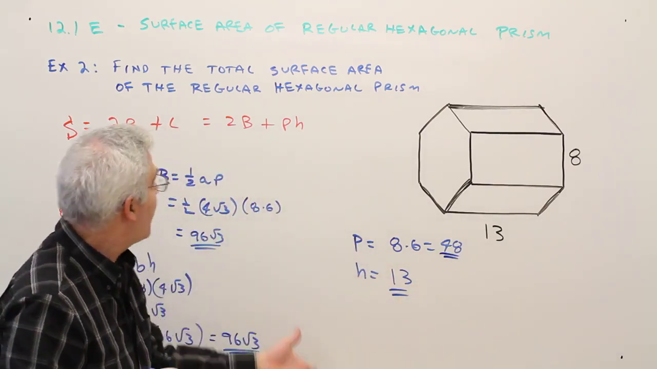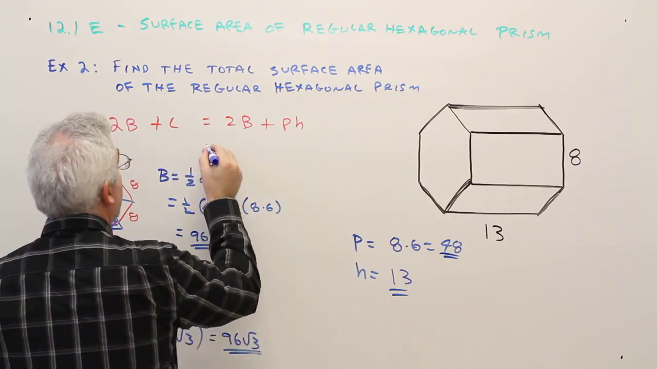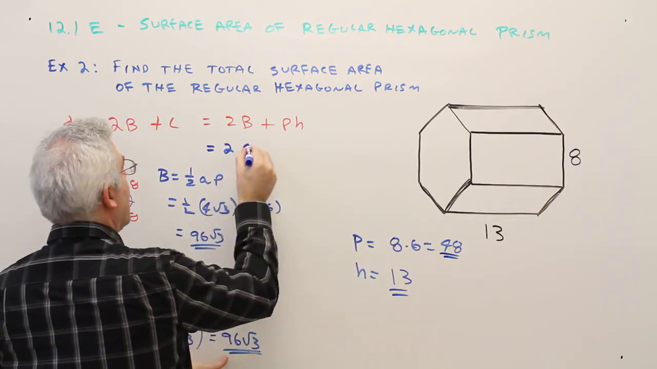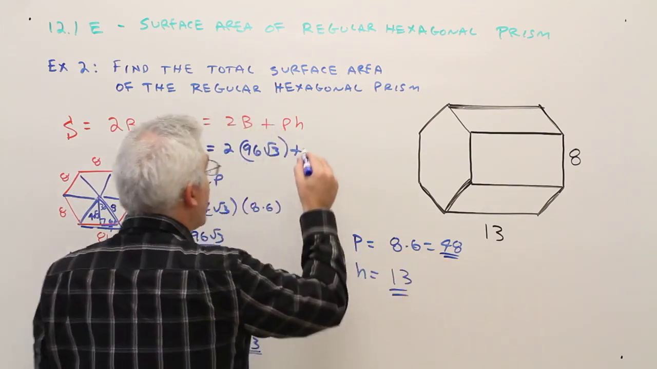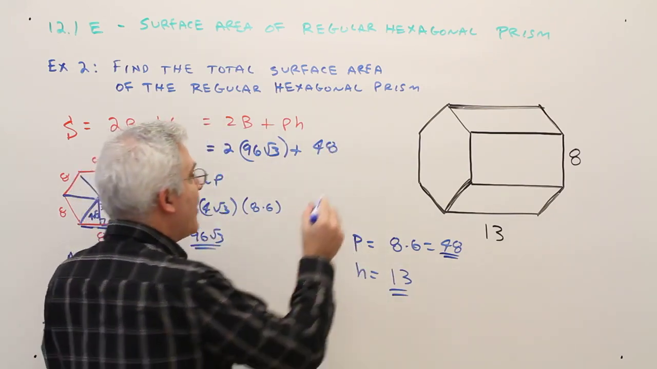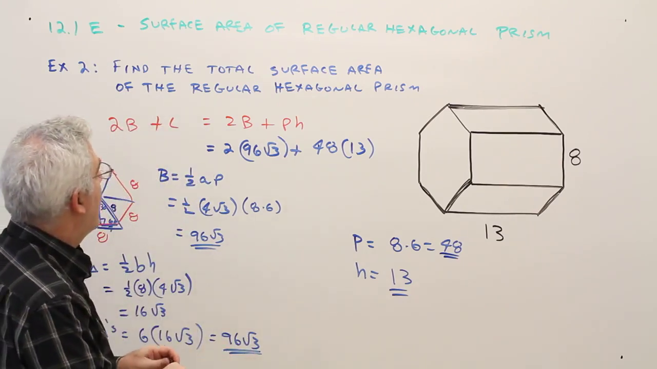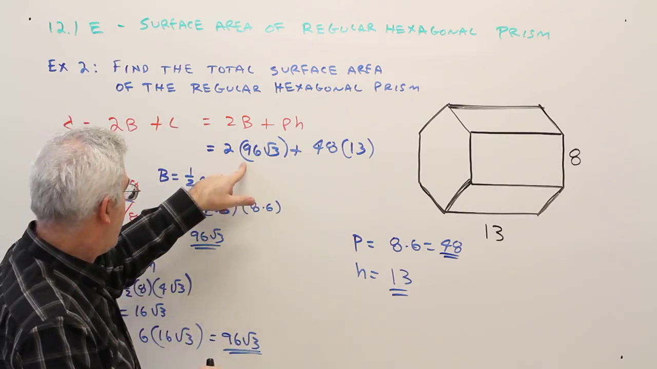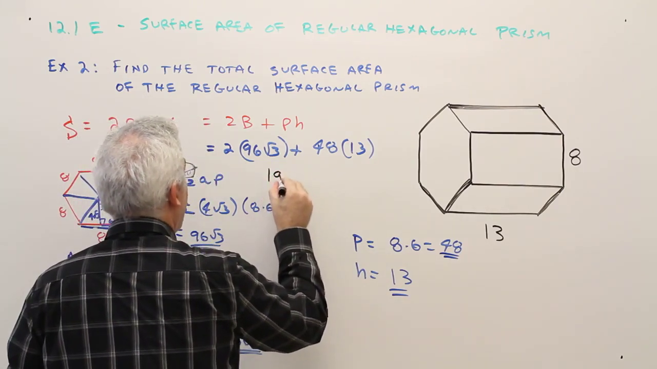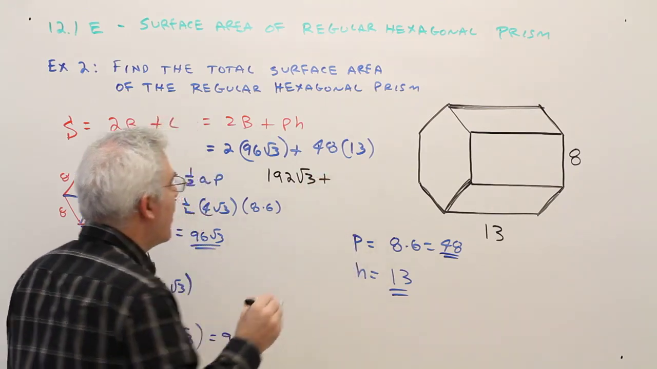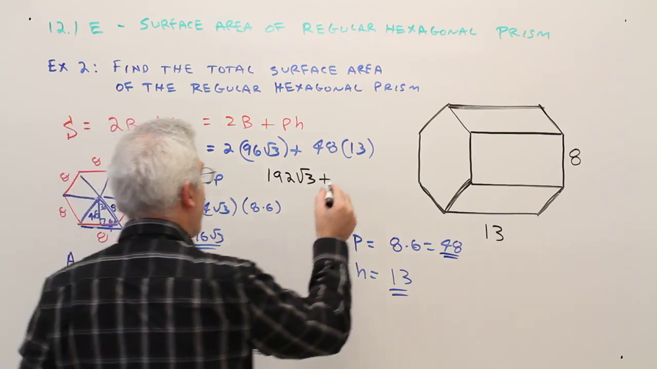So now all I gotta do is put these numbers into here, and I'm done. Don't forget there's 2 bases. So equals 2 times 96 rad 3 plus the perimeter 48 times the height 13. 2 times 96, that's going to be 192. So 192 radical 3 plus 48 times 13 is 624.